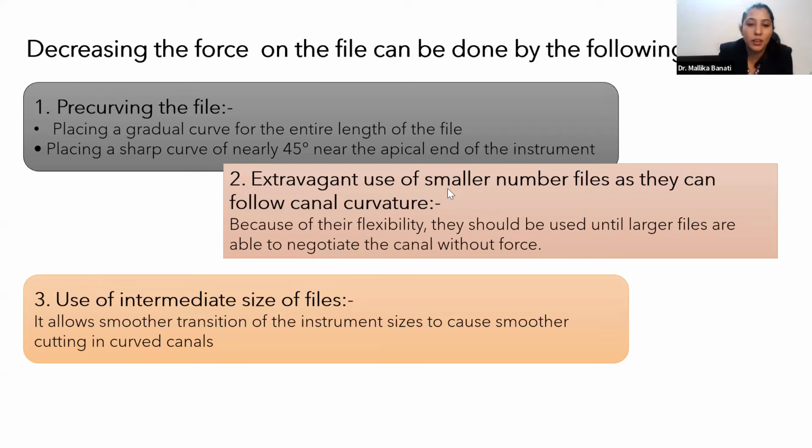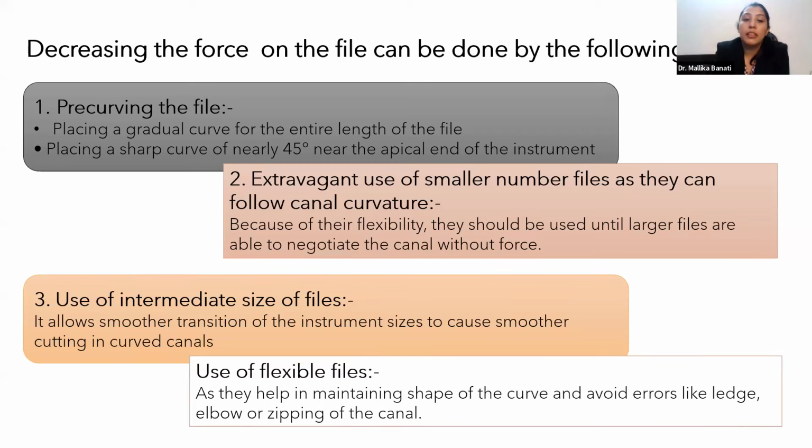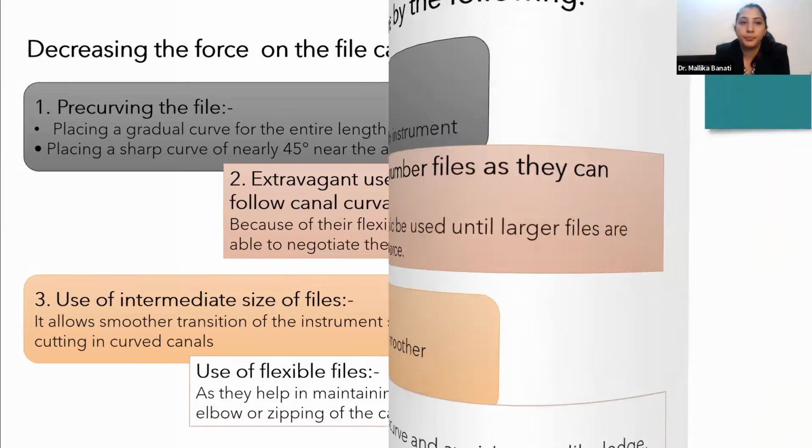Now, apical working width is a very long topic. I do not have time to cover the whole thing, but apical working width is what we aim to preserve, and that is what we look at when we are actually checking the tug back. So use flexible instruments, as they help in maintaining the shape of the curve and avoid errors like a ledge, elbow, or zipping of the canal.